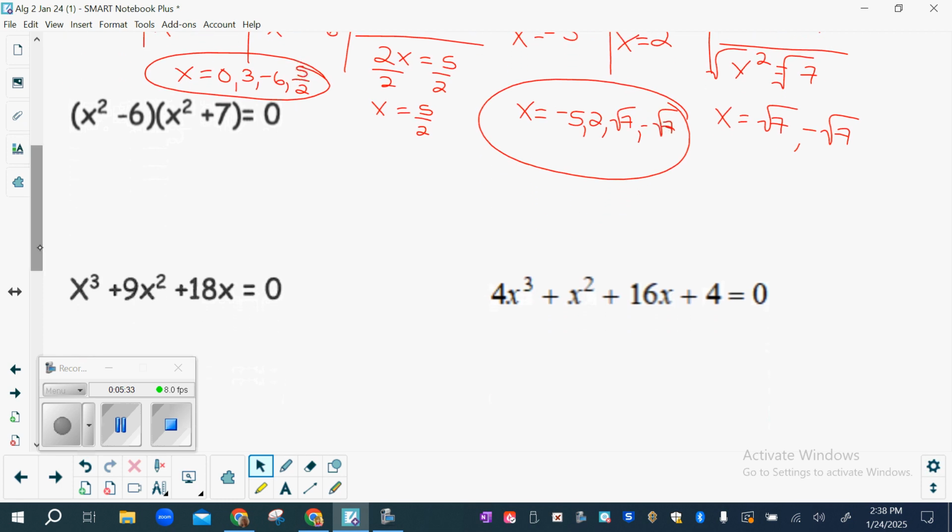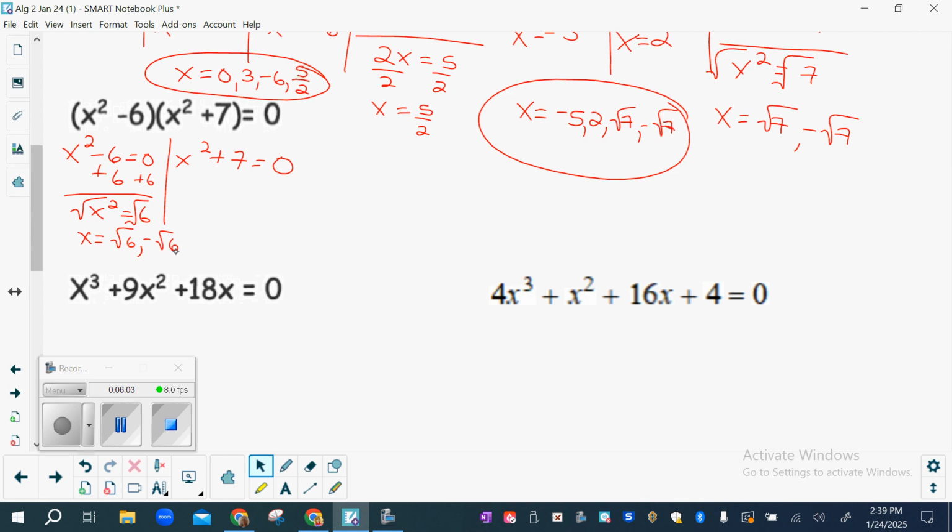So on this one, how do we set it up? X squared minus 6 is 0. X squared plus 7 is 0. And then what do we do next here on this one on the left? You add 6 to both sides. Yep. And then you use the square root. X squared is 6, square root. So you do the square root of 6, correct? Yep. And negative square root 6.